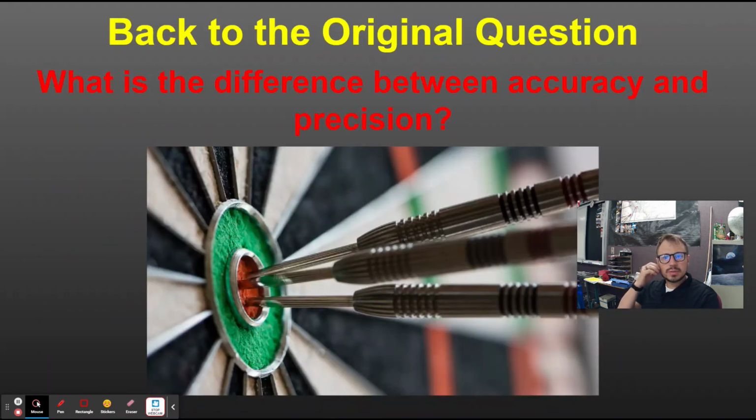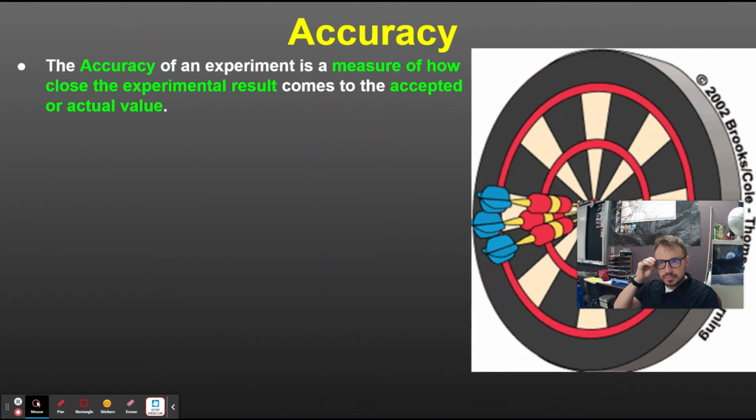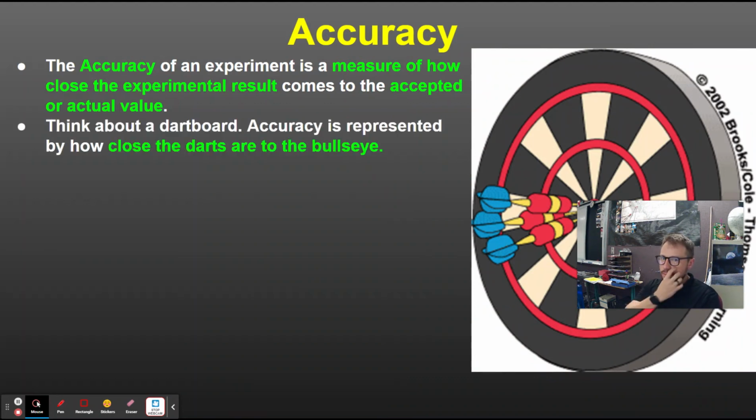So what's the difference between accuracy and precision? If I'm looking at an experiment, the accuracy of an experiment is the measure of how close the experimental result comes to the accepted or actual value. So think about a dartboard. Accuracy is represented by how close the darts are to the bullseye.